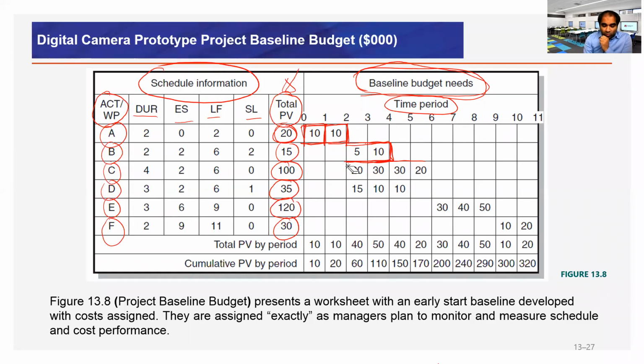Why do we do it? We need a detailed budget for PV by period. So for every week, what is the PV, planned value? At the end of week 1, from the early start, we can see only 10K. End of week 2, again 10K. So 5, 25, 15, 40, 50, 40, 20, and it goes like that.